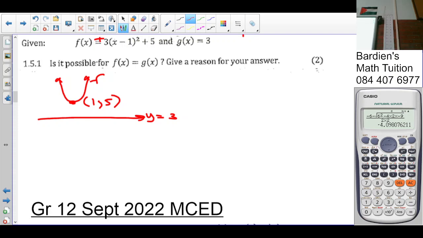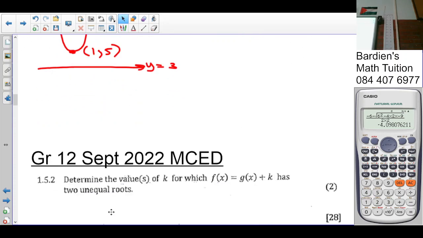Or you could have done simultaneous equations. You set the two graphs equal to each other to work out the point of intersection, and you would have noticed that you have no solution for x. No roots. You can also conclude no solution. Therefore, they will never intersect. Does it make sense? Alright.